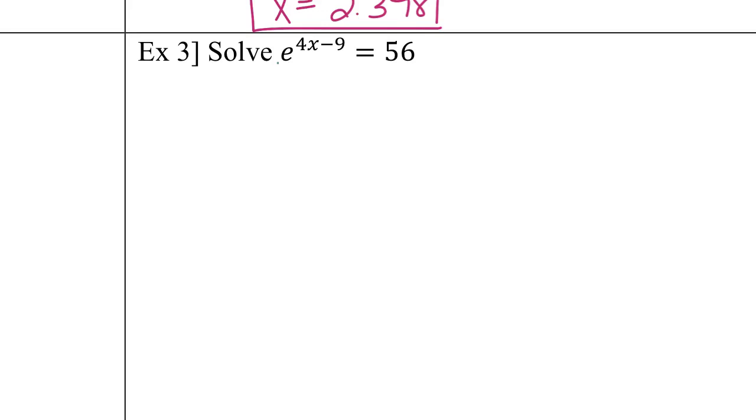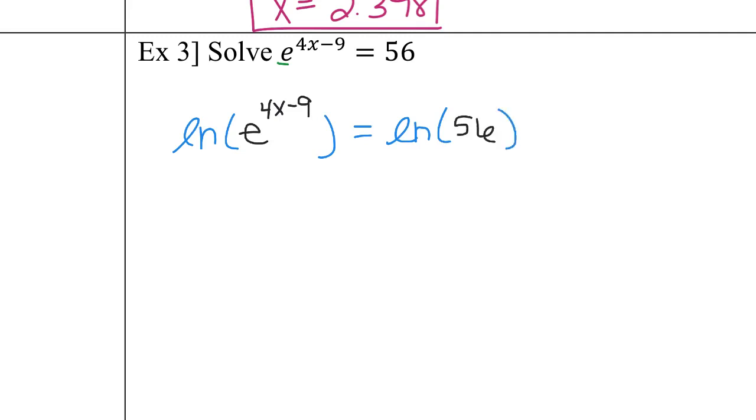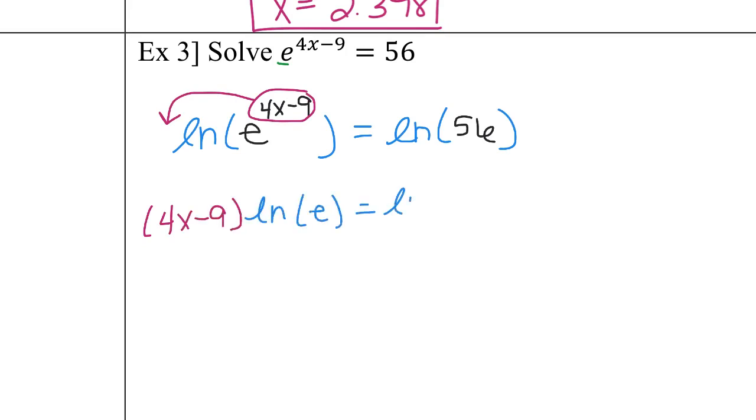But since I have a base of e, I don't want to take the common logarithm like I have been. I want to take the natural log, ln. e to the 4x minus 9 equals the natural log of 56. What you do to one side, you have to do to the other. Use your exponent property of logarithms to pull this 4x minus 9 down to the front. So again, in parentheses, 4x minus 9 times the natural log of e equals the natural log of 56.